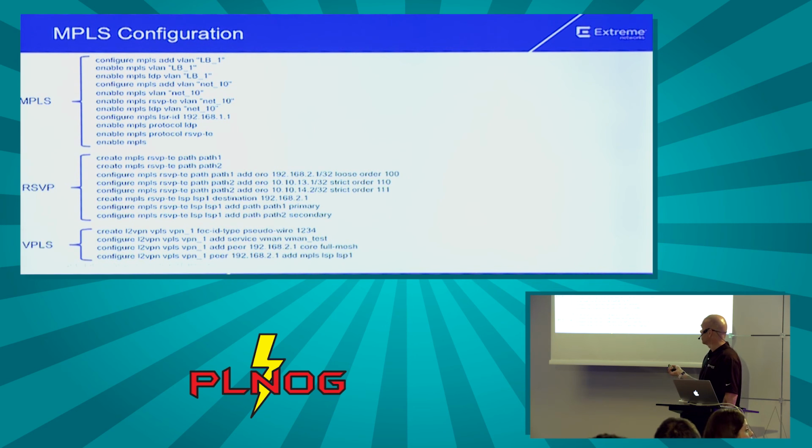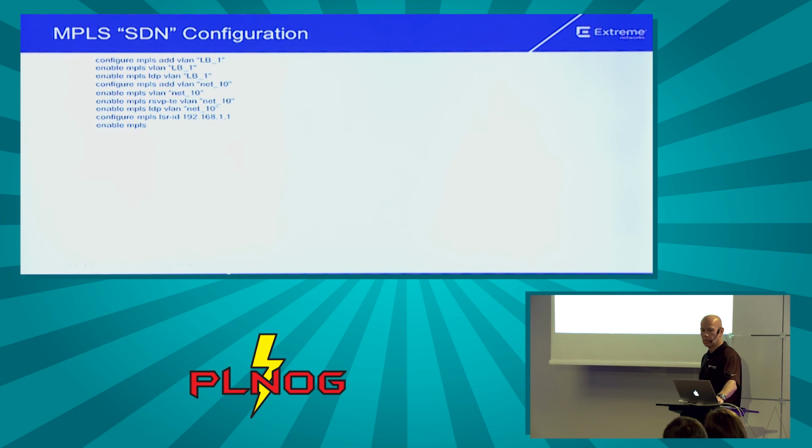So what you'll have is your basic MPLS config. Then you have your RSVP config, right? Your LSPs, your primary and secondary paths, your peers, your EROs, many variables. Then on top of that, you need some kind of pseudo-wire connectivity based on VPLS. That's where you create your VPLS, you add your peers, you create a full mesh of pseudo-wires. So this is without the SDN.